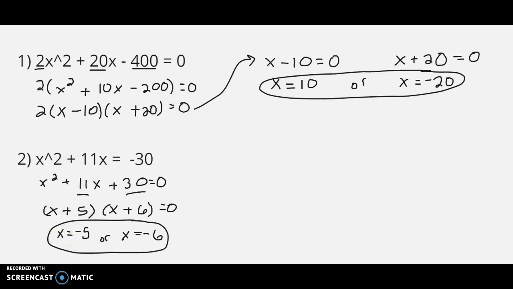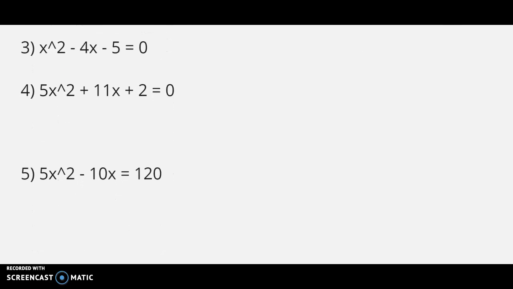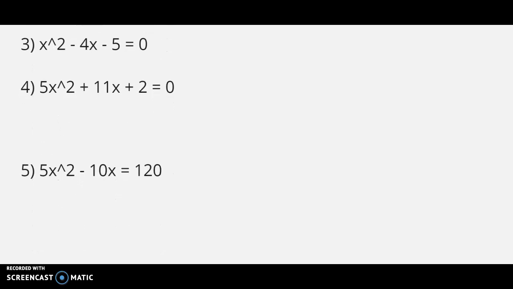Alright, let's look at a few more. Got numbers 3, 4, and 5 here. Alright, number 3, have a little bit less room for that. So let's work on that over here. What factors of negative 5 add up to negative 4? That's how we can factor that left side of the equation. Of course, x and x to start us off. Factors of negative 5 that add up to negative 4 would be a minus 5 and a plus 1.